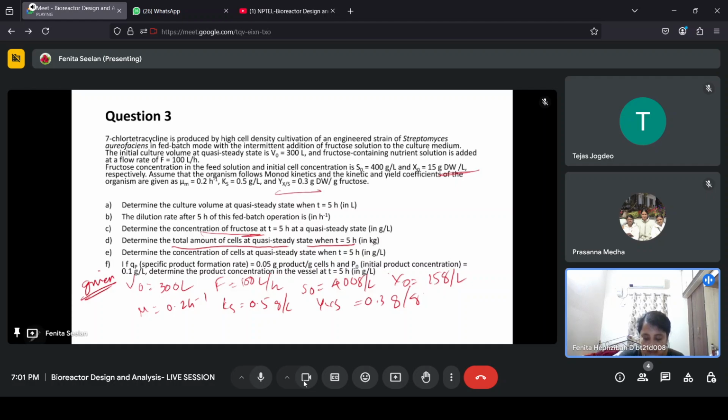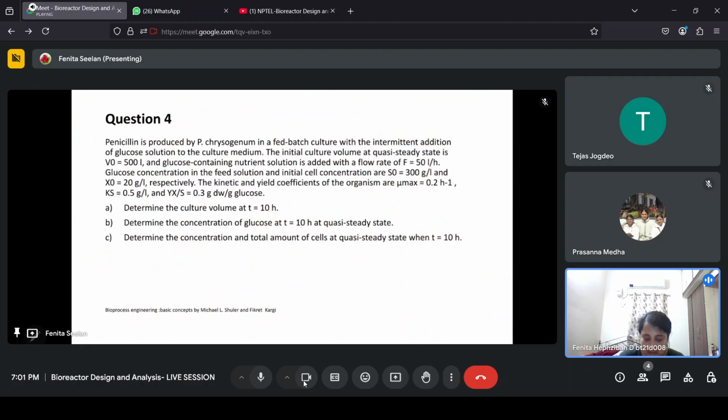The total amount of cells and the concentration of cells at quasi-steady state when t is equal to 5 hours. Here the time period is given as 10 hours. So first write down the given conditions and given values and try to start solving it. I'll also start solving. First, let's take a minute to write down the given values.